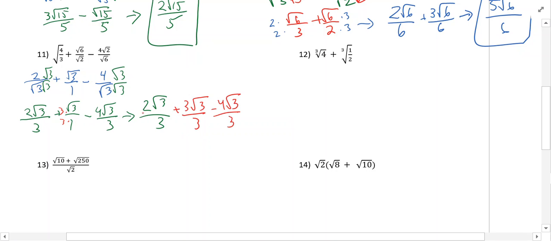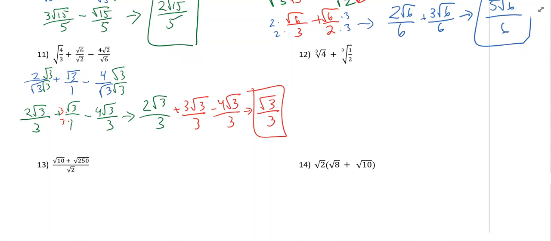So now I can combine like terms. The numerators all have rad 3, so they're like radicals. So I say 2 rad 3 plus 3 rad 3 would give me 5 rad 3, minus 4 rad 3 would give me 1 rad 3 over 3. So there's your answer. All right, so the next problem here, again, we need to simplify if possible.